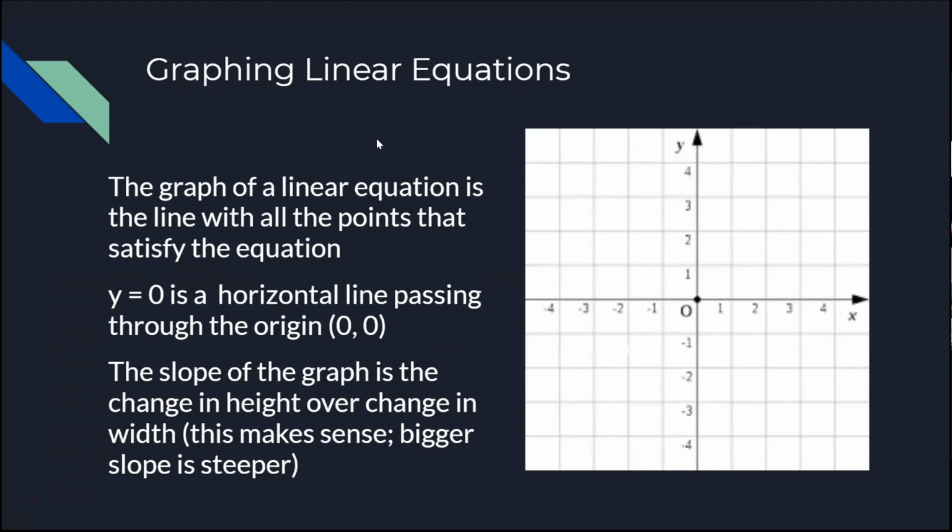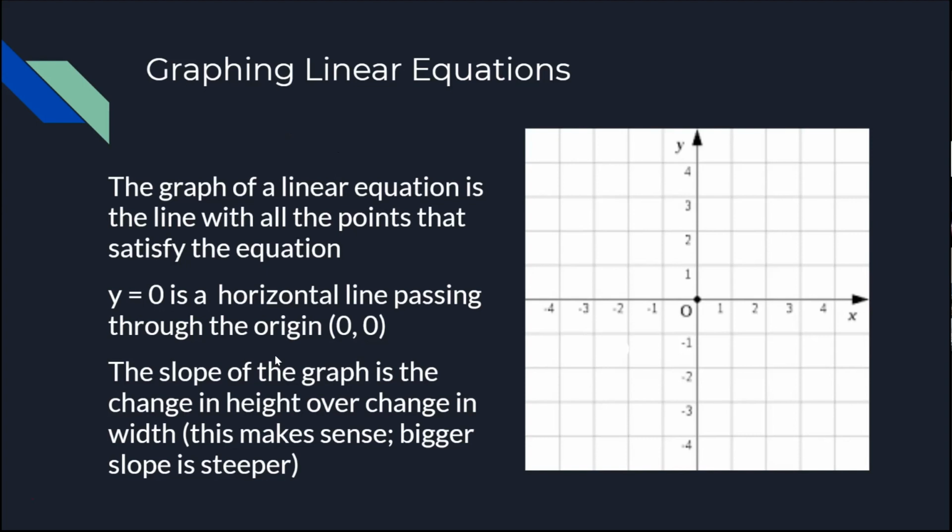So a linear equation, the reason why it's called linear is because it looks like a line. So a linear equation is a line that, okay, so it has a slope. Let's talk about what the slope is. Actually, we'll talk about that later. So a line consists of all the points that satisfy the equation. Okay, so the graph of a linear equation is the set of all points that satisfy that equation. Make sense?